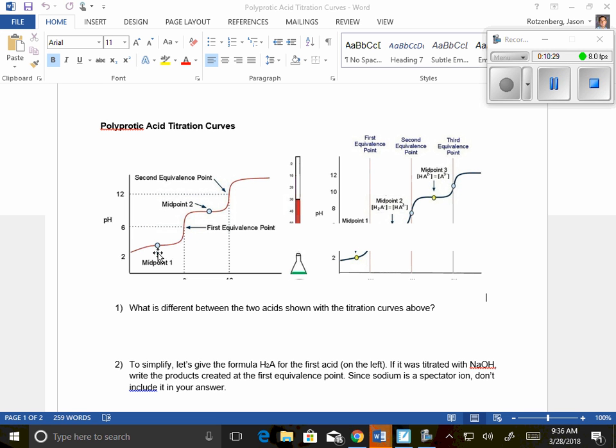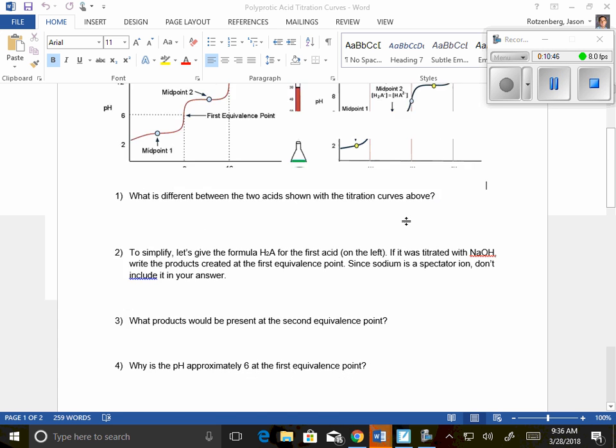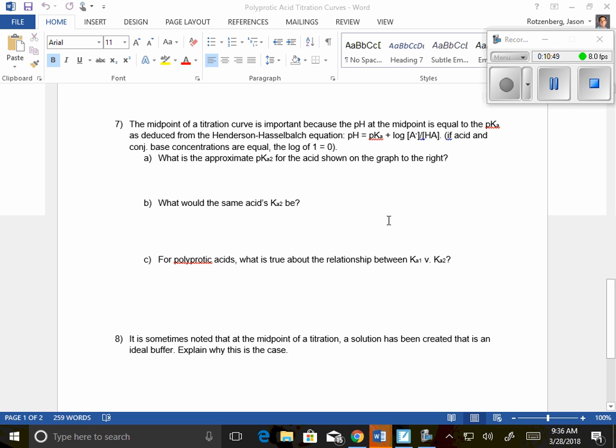If we look at the graph on the right-hand side, I don't know why my graph is kind of cut off right now. But right here, 7a says, what's the approximate pKa2 for the acid shown on the graph on the right? Give me a whole number. 5. We like that? Let's write down 5 for question 7a.